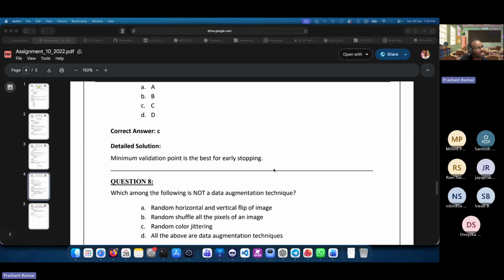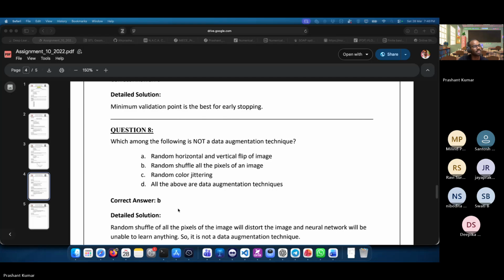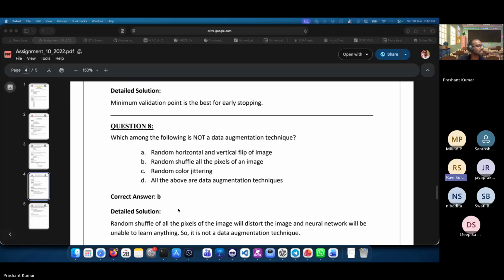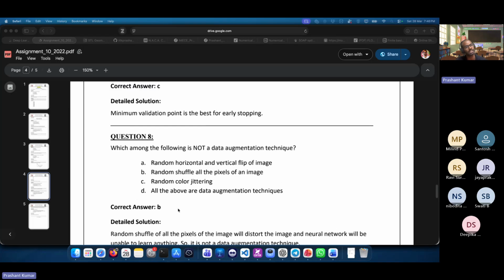Option B should be incorrect in a way that, even though let's say you are doing some color jittering, you are not playing with the edges. That's what I was saying, that I have never heard that we change the places of pixels. For example, then the rose will become something else. So B should be the correct answer. What is the answer? Option B.